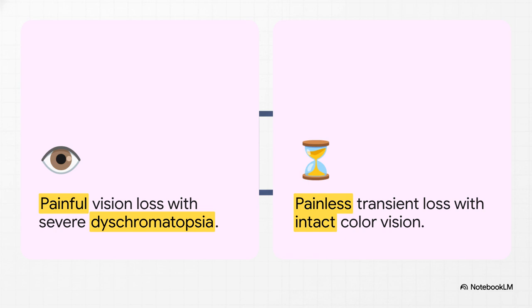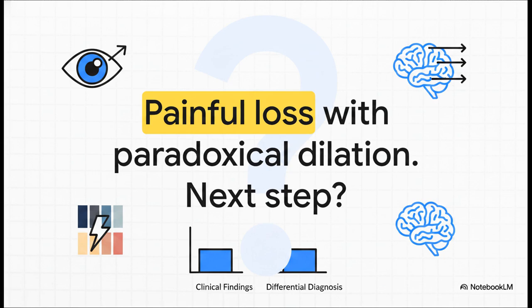Conversely, amaurosis fugax is completely painless. It lasts only minutes, literally like a curtain falling over the eye, and color perception remains completely intact. It's usually driven by a displaced carotid embolus or temporal arteritis. Okay, let's apply those discrete markers to this exceptionally difficult third-order assessment.